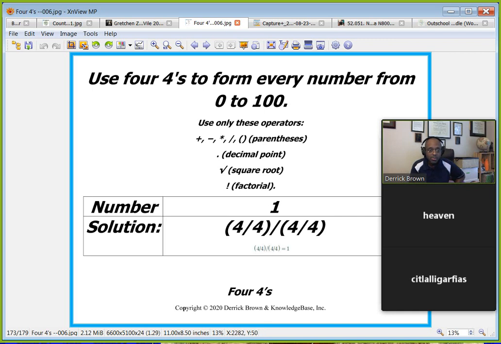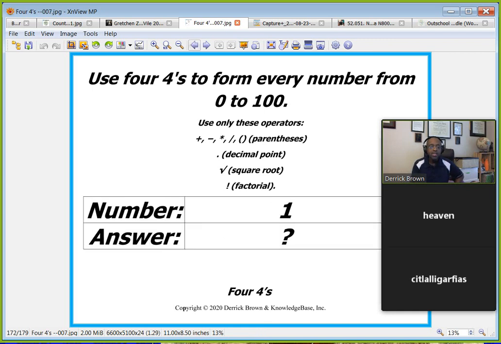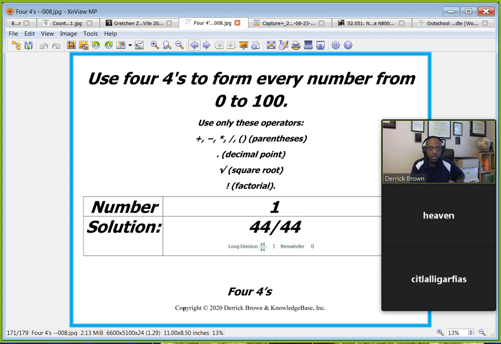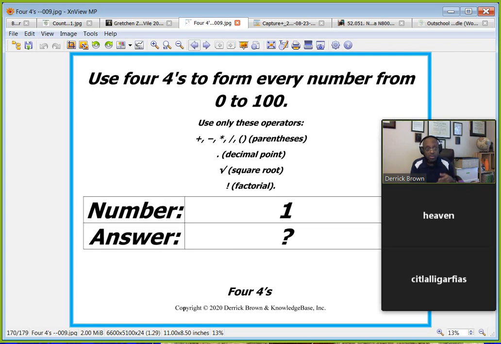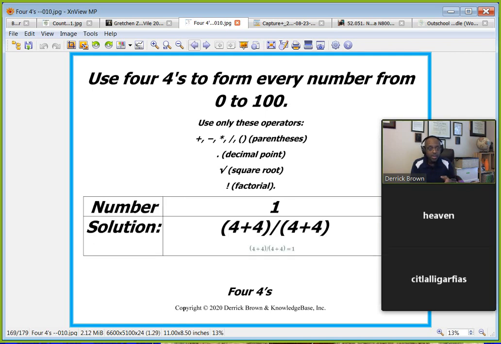And then the last one is 44 divided by 44. Yes. All right. So, if you will indulge me, I'm going to show this one to you. And, oh, yeah, there's another one. 4 plus 4 divided by 4 plus 4. So I came up with 4 ways to represent 1.